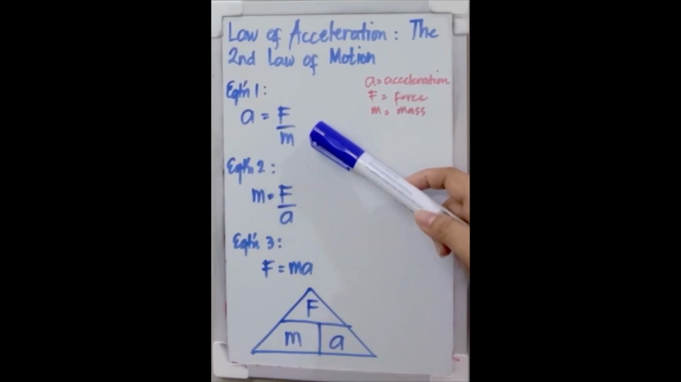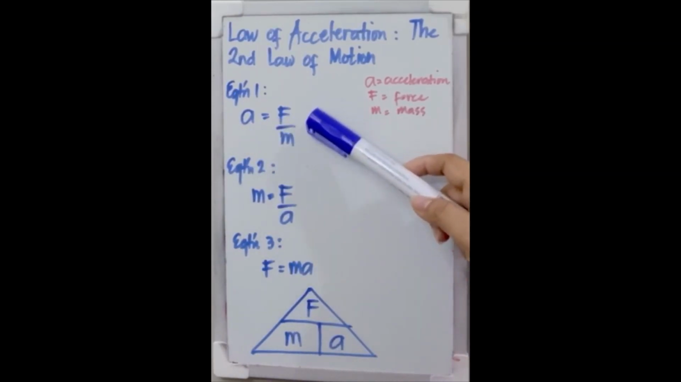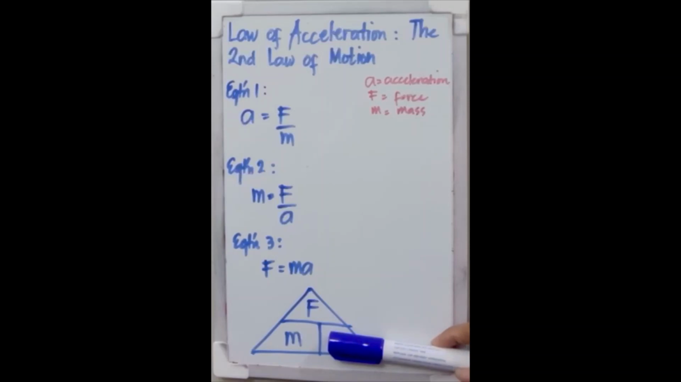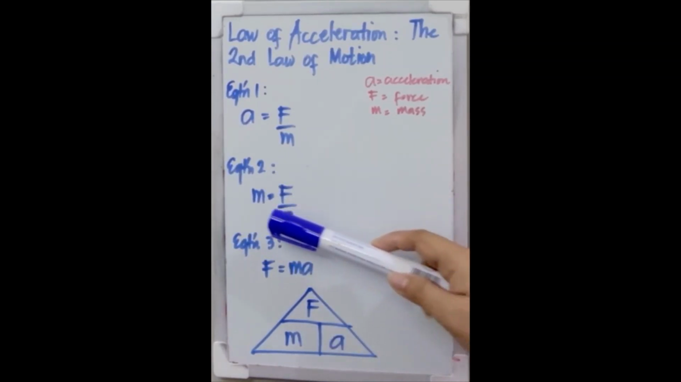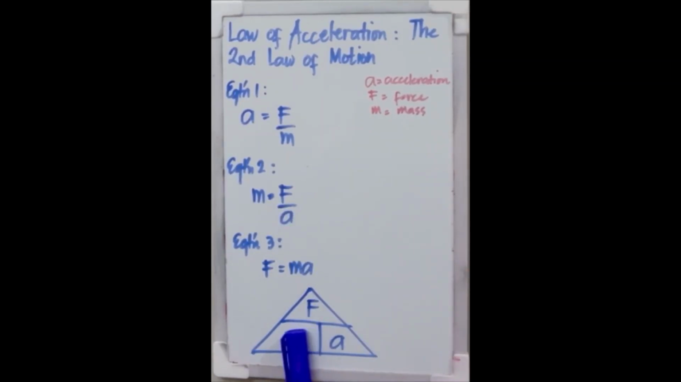So our equation 1 for acceleration: A is equal to the force divided by the mass. If we look at this triangle method and you're trying to get the equation for A, it's going to be F over m. Now for equation 2, if you're looking for the mass, it's equal to the force divided by acceleration. Here in the triangle, we can see the mass, so if you're solving for mass, it's F over A.